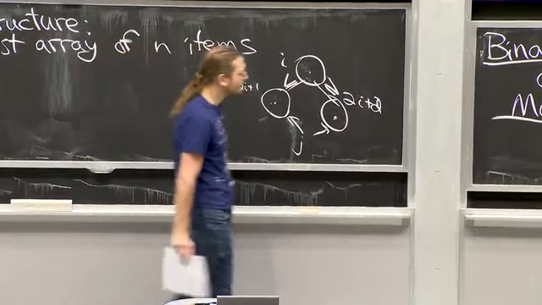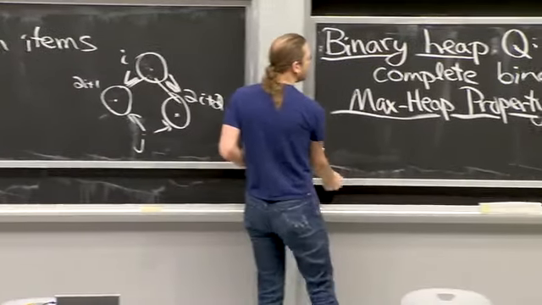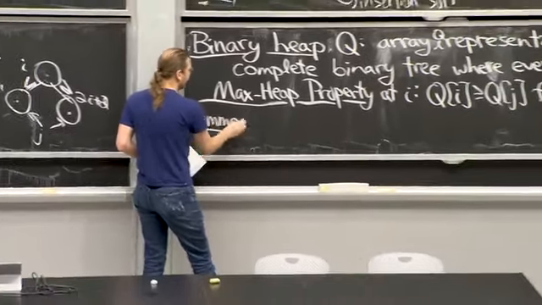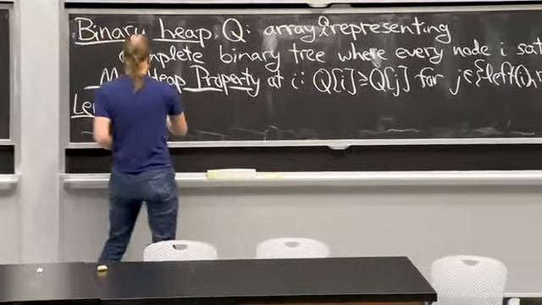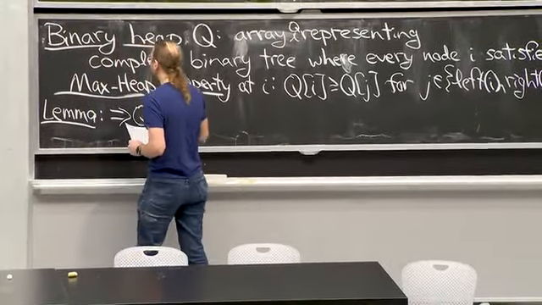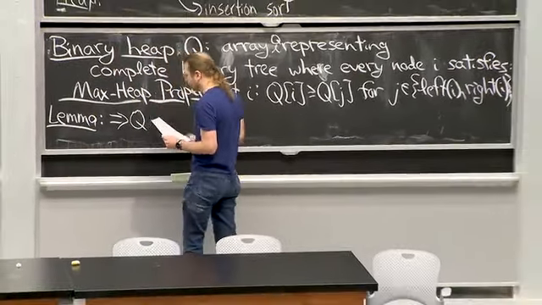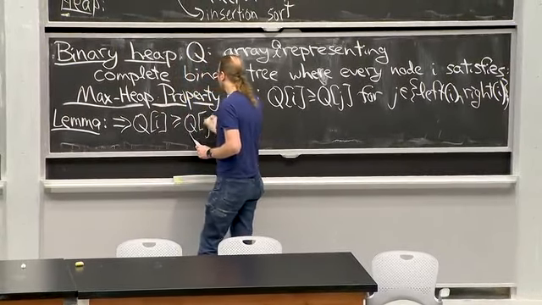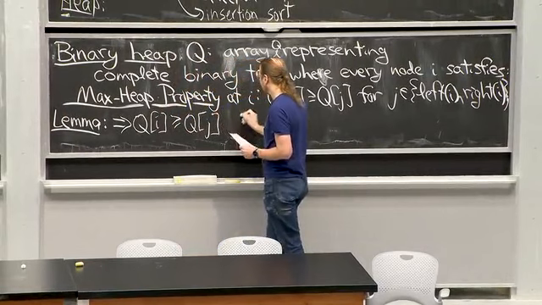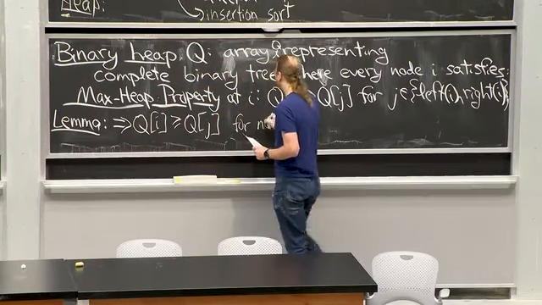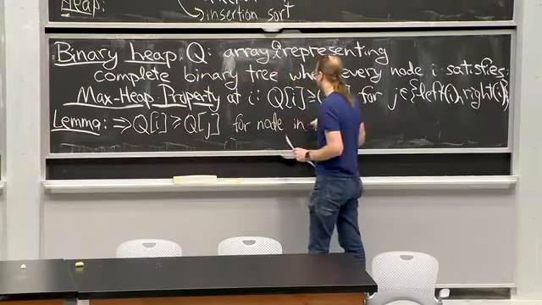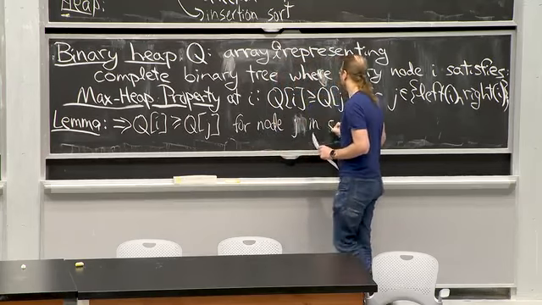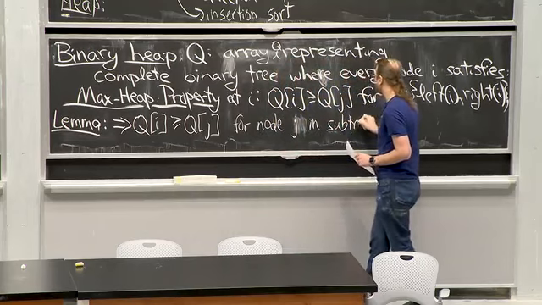Okay, so one nice lemma about these heaps, this is weird. Let me give you some more intuition. If you are a binary heap, if you satisfy this max heap property everywhere, then in fact you learn that every node i is greater than or equal to all nodes in its subtree. These are what we call descendants in the subtree of i.